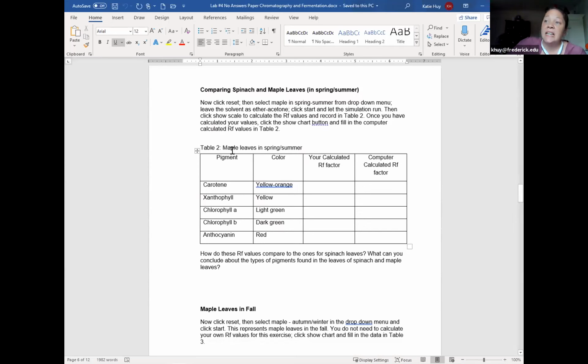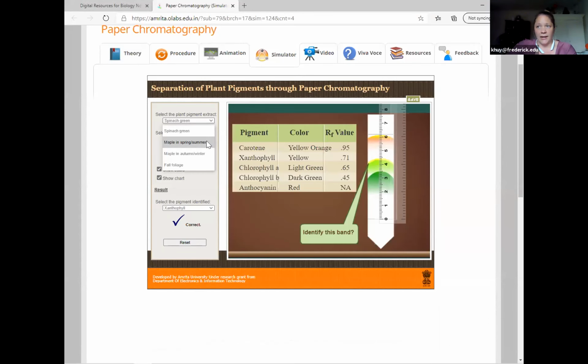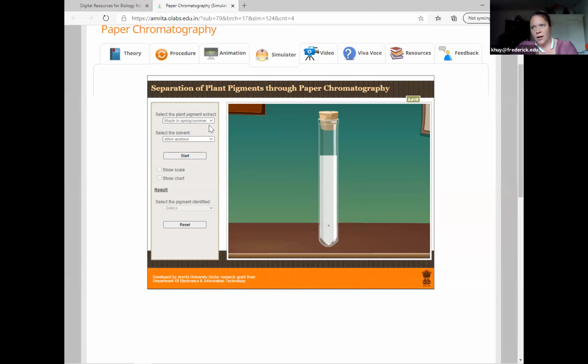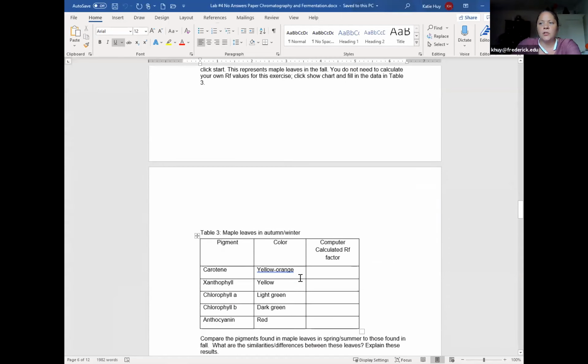Okay, so then what's going to be neat is that you can go back into this program and try the maple leaves. You're going to see that separation of the pigments looking very similar to the spinach leaves. And then you're going to compare that to the fall winter leaves. So have some fun with that. I think you'll find once you get in there, this part is not going to take you very long. Okay, so that's really all activity 2 is in your lab this week. Do you have any questions about that?